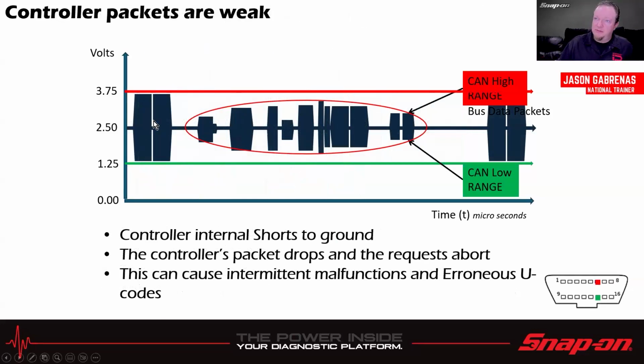This one is weak controller packets. So in this case, internal shorts to ground. It's not powerful enough. And remember how I said if it doesn't reach a certain threshold, it's not going to be considered valid data. So if it doesn't go strong enough and it doesn't get up to our thresholds, then we're not going to be communicating. So once again, you could see bad data along with good data. Good data is the modules are good. Bad data, the module's bad.